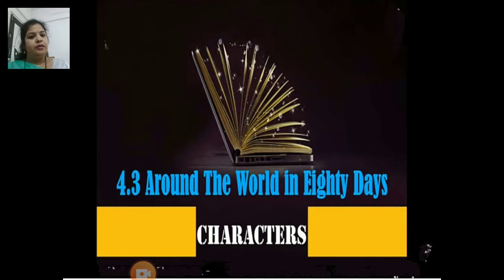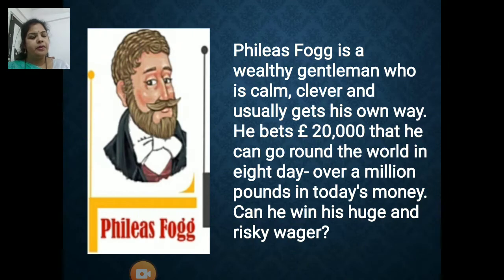So, 4.3, Around the World in 80 Days. Let's speak about the characters in a little bit of detail. Phileas Fogg, which is the main character in this novel, is very important and interesting. Phileas Fogg is a wealthy gentleman who is calm, clever, and usually gets his own way. He bets 20,000 pounds that he can go round the world in 80 days, over £1,000,000 in today's money. Can he win his huge and risky wager? That is what we are going to find out in the upcoming information.